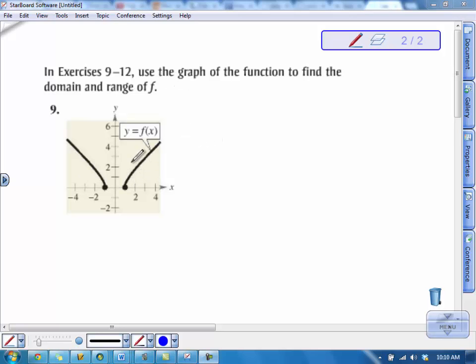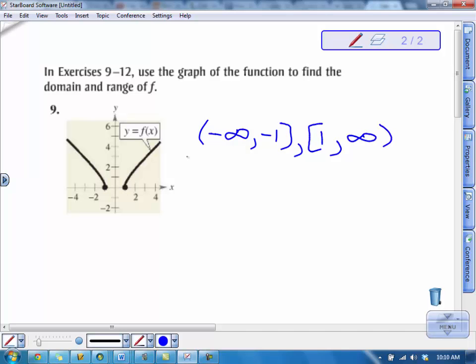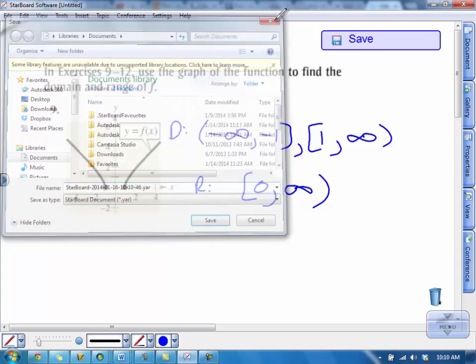So this function, the domain is, I'm going to use interval notation, negative infinity all the way up to negative 1. And it's a closed circle, so I'm going to include negative 1. And also from 1, including 1, all the way up to positive infinity. So there's my domain in interval notation. My range then goes from 0 to positive infinity. And I can include 0 because that's a closed circle. So it includes 0, but all the values above it are in the range. Okay, so there's my domain and range.